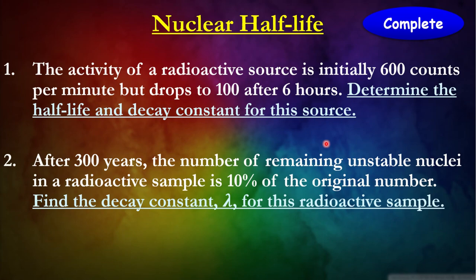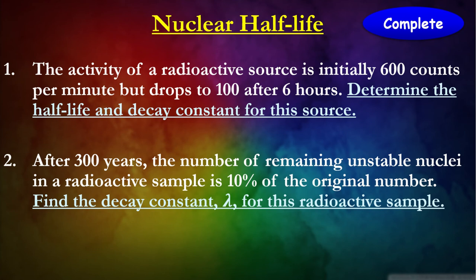So there's that. Okay, so let's do a couple of calculations using the formula that was given to us. Firstly, the activity of a radioactive source is initially 600 counts per minute, but it drops to 100 after 6 hours. So this is the number of radioisotopes we have after 6 hours, we reach 100. Determine the half-life and the decay constant for this source.